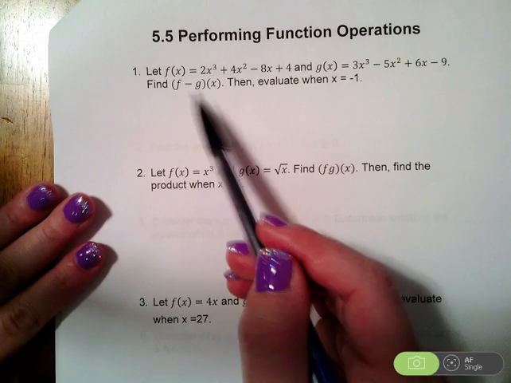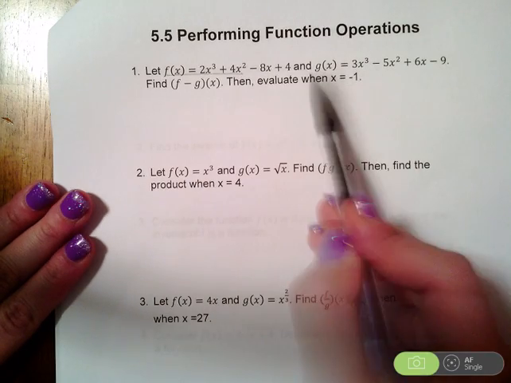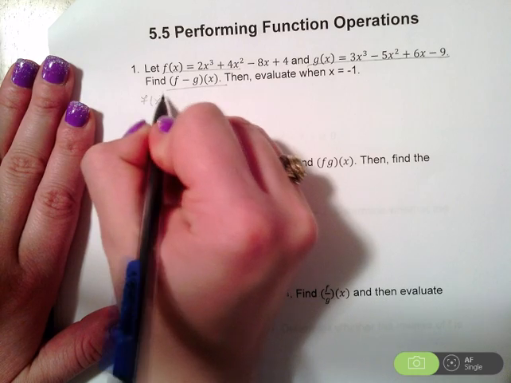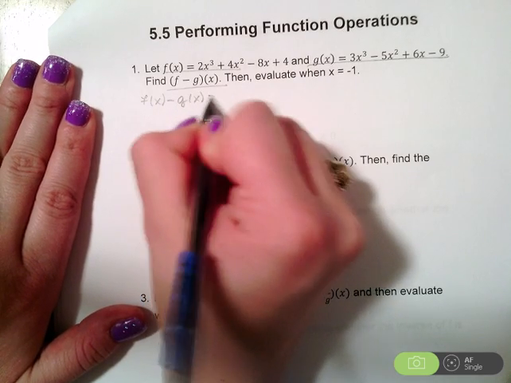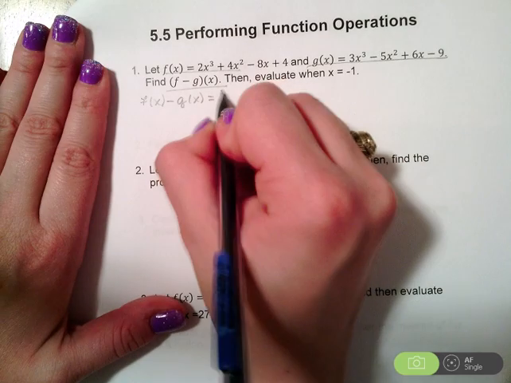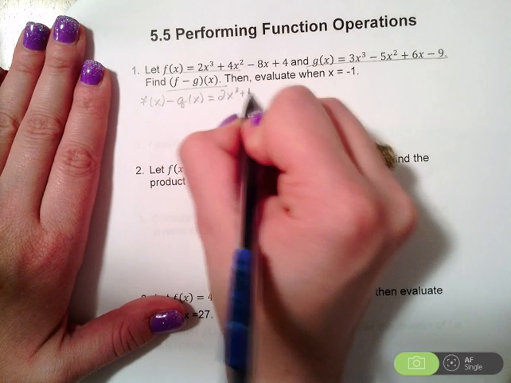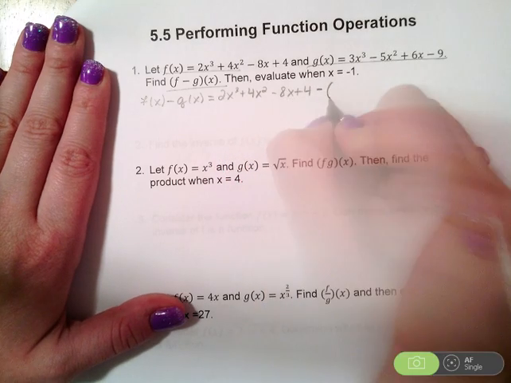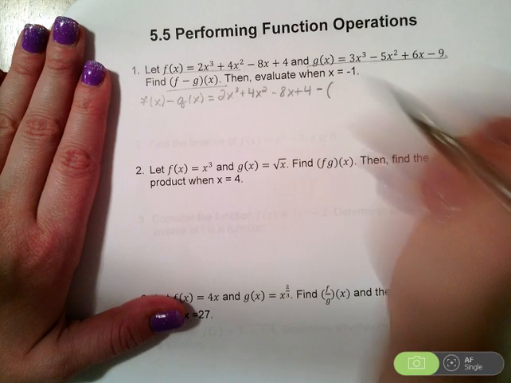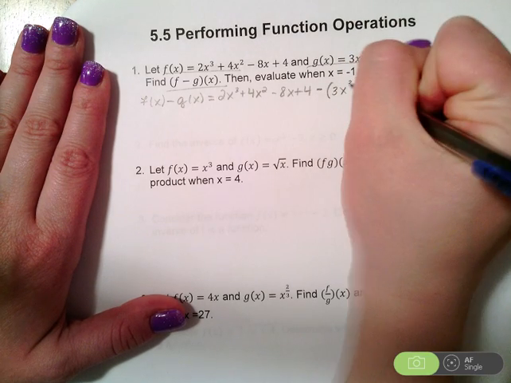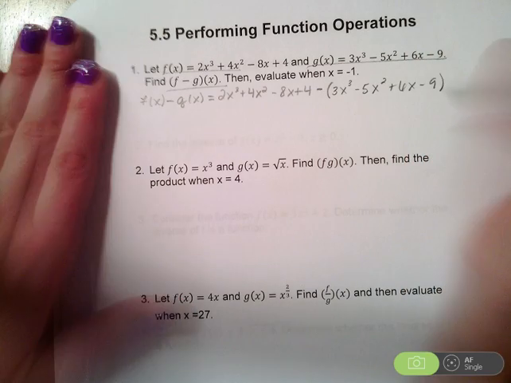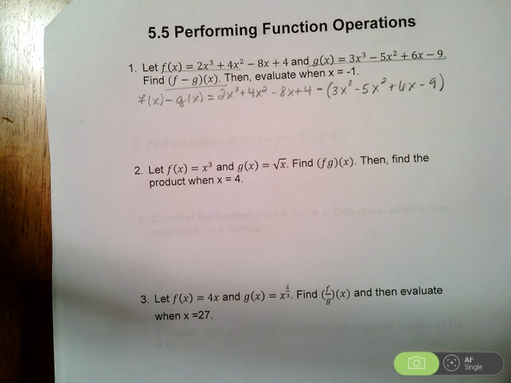Basically, when you're given two functions and asked to find f minus g of x, that just means do f of x minus g of x. We've already done this, so hopefully you understand. You've got 2x cubed plus 4x squared minus 8x plus 4 minus, and don't forget the parentheses, that's the only catch here, minus 3x cubed minus 5x squared plus 6x minus 9. The reason being, when you subtract the whole thing, sometimes that flips some signs, okay?